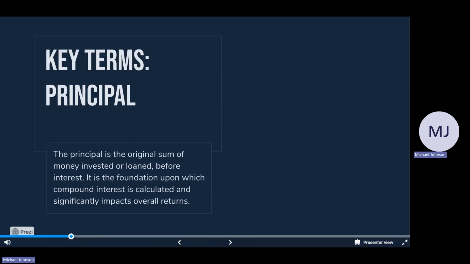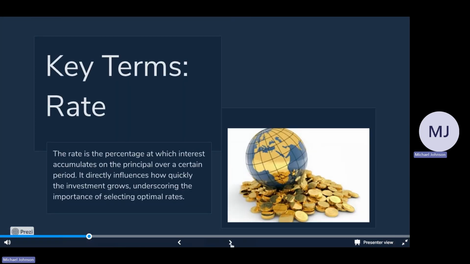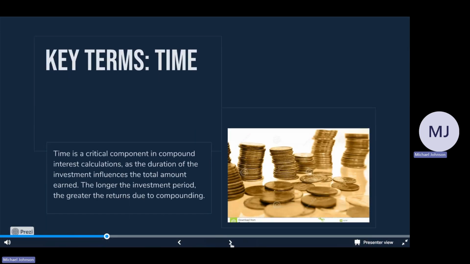The principal is the original sum of money invested or loaned before interest. It is the foundation upon which compound interest is calculated and significantly impacts overall returns. The rate is the percentage at which interest accumulates on the principal over a certain period. It directly influences how quickly the investment grows, underscoring the importance of selecting optimal rates.